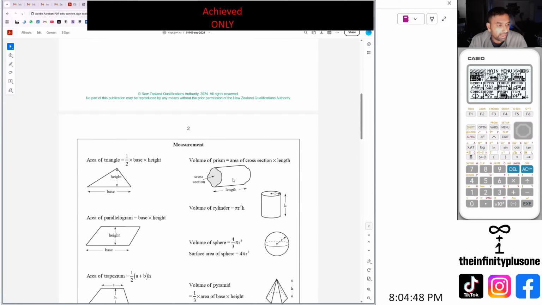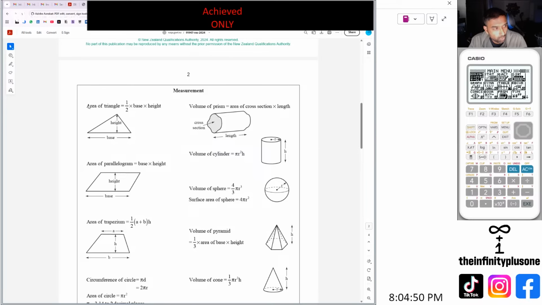So for any measurement questions, all of the formulas are actually given to you there. You don't actually have to remember any of these formulas. So if you're looking for a quick achieved question somewhere, then you probably want to be finding these measurement questions and looking at what it is that they're asking.